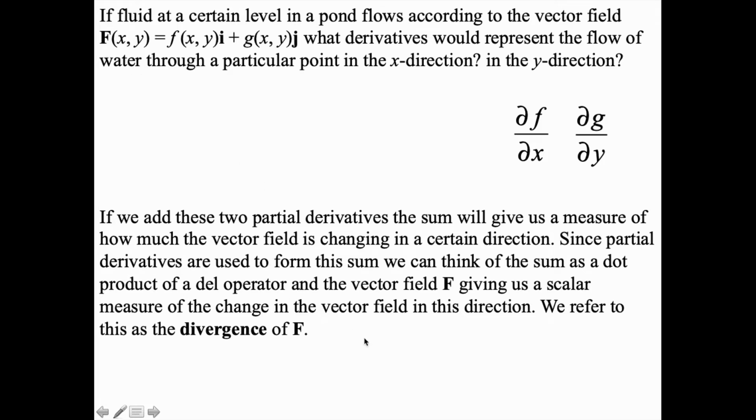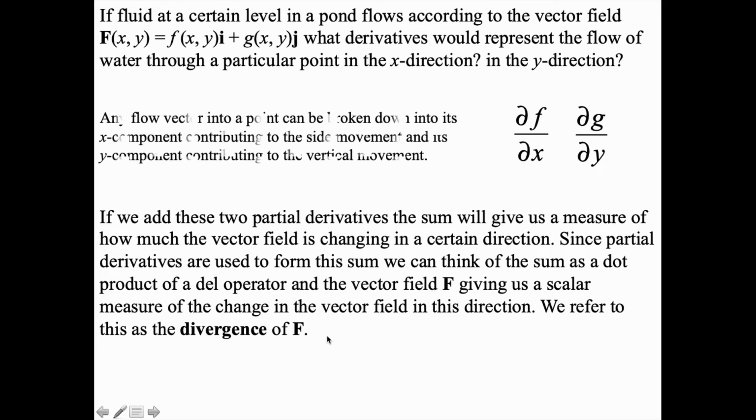And since partial derivatives are used to form this sum, we can think of the sum as a dot product of a del operator. Perhaps you remember del when we talked about the path of steepest descent. Well, now look at it as a del operator, that is, taking partials with respect to something. And if you take that dot product of a del operator and the vector field F, you often find in textbooks the notation del dot big F. That gives us a scalar measure of the change in the vector field in a particular direction. And that is what we define divergence of F to be.